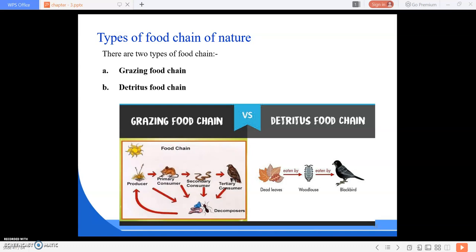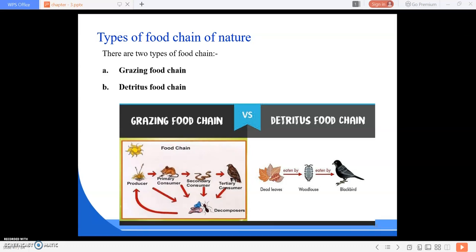So, in the previous class, I told you that there are two types of food chain. First is our grazing food chain, and second is our detritus food chain. In the previous class, we discussed the grazing food chain. Here it is stated that first autotrophs are the primary producers, then the herbivores are primary consumers, then primary carnivores or secondary consumers, and then secondary carnivores or tertiary consumers, and so on.